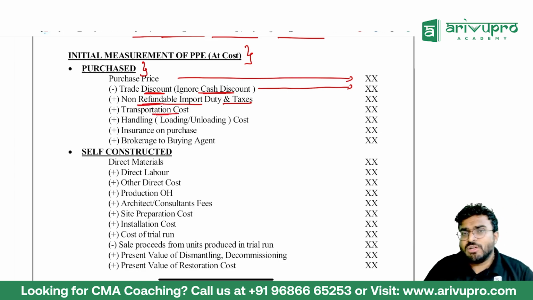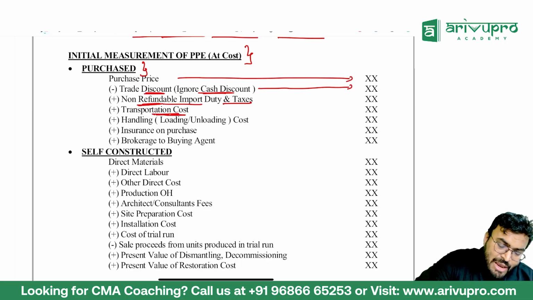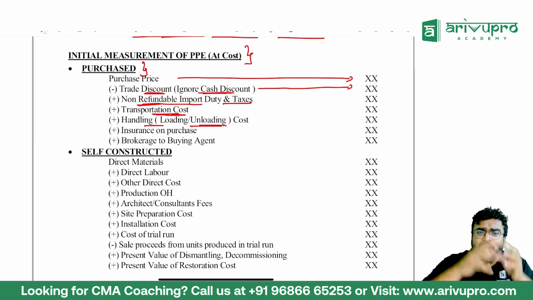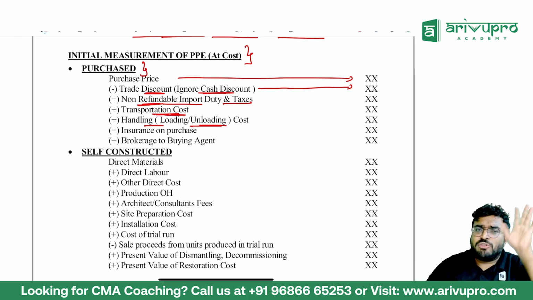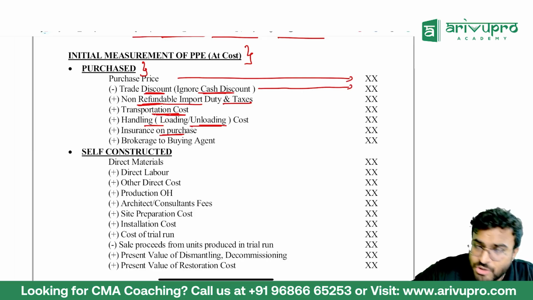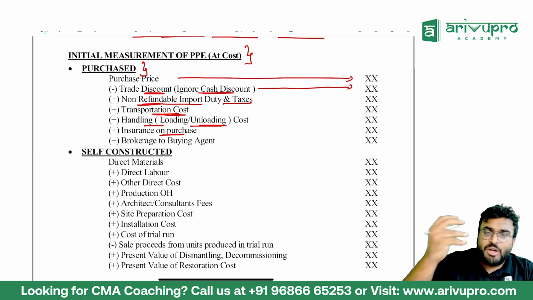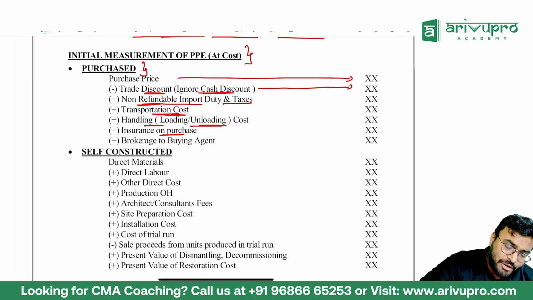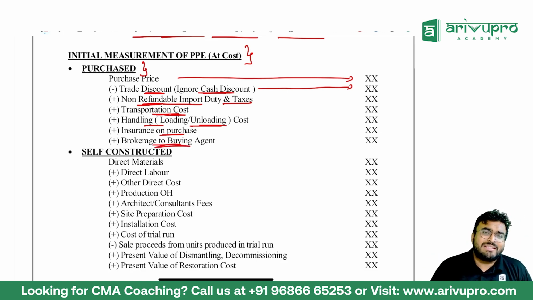Then transportation cost. Asset came, but you have to transport it from one place to your factory. So that is going to be the cost. Handling, loading, unloading cost. Machinery you have to remove from the truck and keep it in one place. You need some workers who are going to unload it. That is also going to be taken as the cost of the PPE. Insurance on purchase. When you are purchasing, it was being shipped in the sea, so you took marine insurance. That insurance also will be added to the cost of the PPE. Brokerage to buying agent. Somebody helped you buy this asset, so you paid one brokerage to that particular person. That will also be considered as the cost of the PPE.